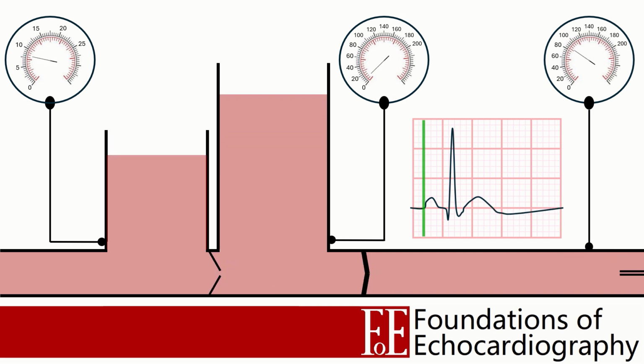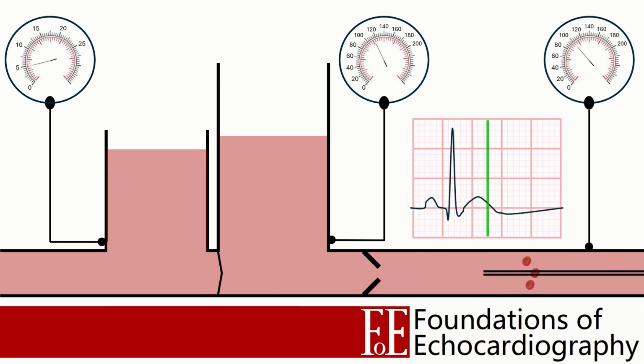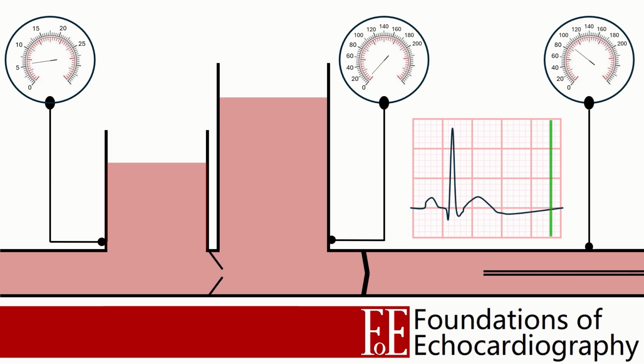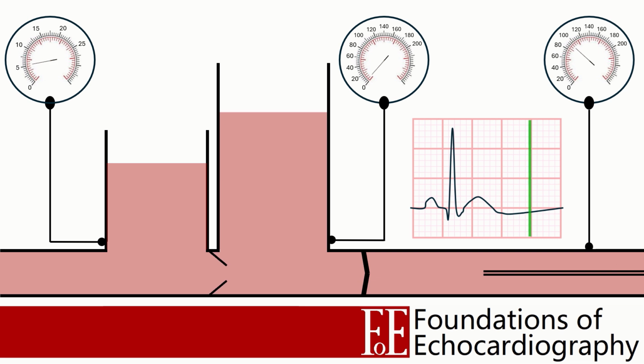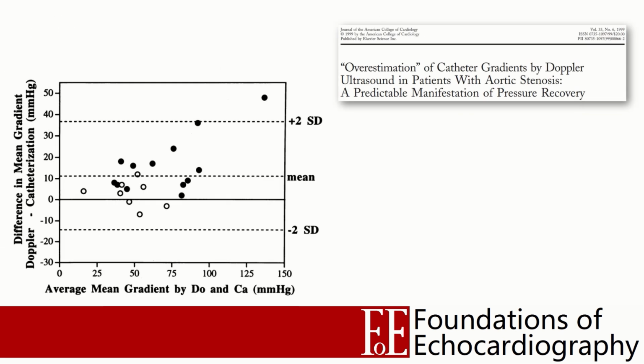Now contrast this with the invasive catheter pressure measurements, which are typically made within the proximal ascending aorta. By this point, the blood has already started to slow down, and so now some of that kinetic energy that hasn't been converted to heat due to turbulence will be converted back to pressure. The pressure in the proximal ascending aorta will be higher than it was in the vena contracta.